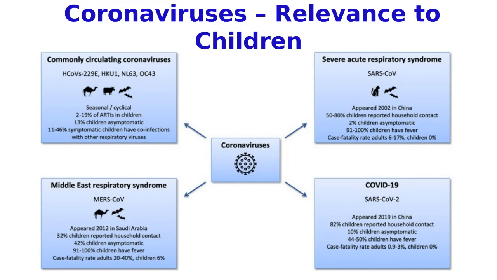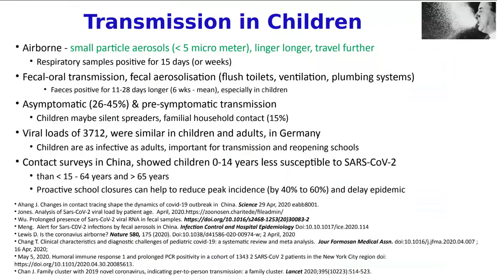And then we have the disease of note that we're talking about now, SARS-CoV-2, which appeared in 2019 in China. 82% of the children were reported to have household contact. 10% of the children initially were asymptomatic. 44 to 50% of the children had fever. The case fatality rate in adults in the beginning approached 3%, but the case fatality rate in children was 0%.